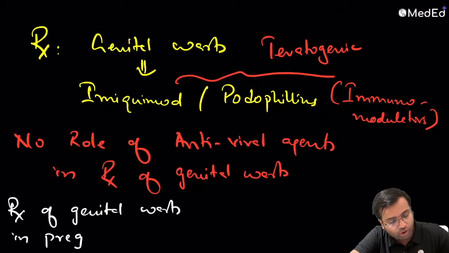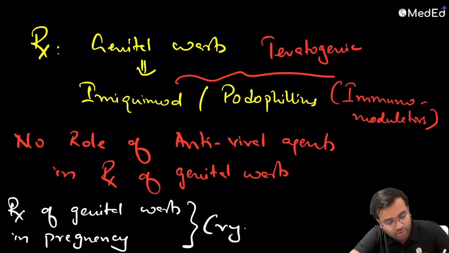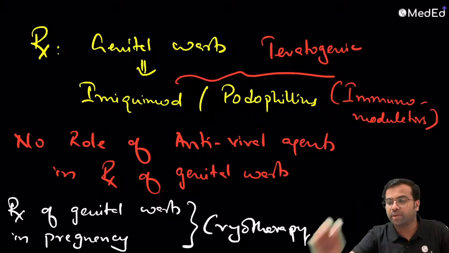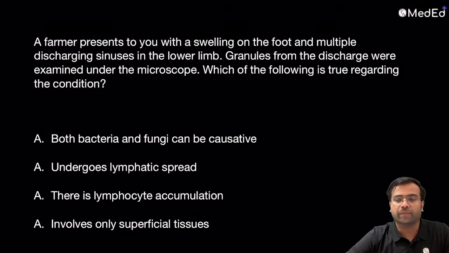So the treatment of genital warts in pregnancy is not going to be imiquimod and podophyllins. The reason is they are already teratogenic. So here the right answer should be cryotherapy. So we use cryotherapy for the treatment of genital warts in pregnancy. So please note that these are the important points regarding condyloma acuminata.